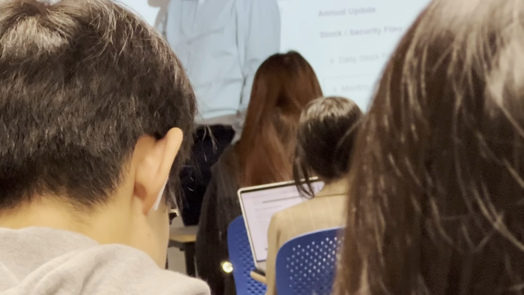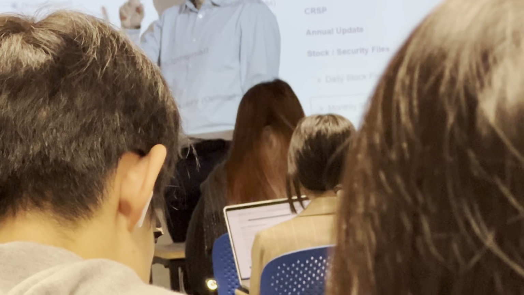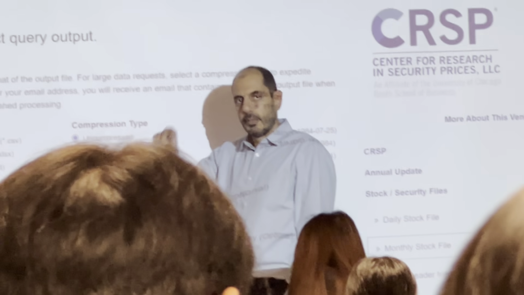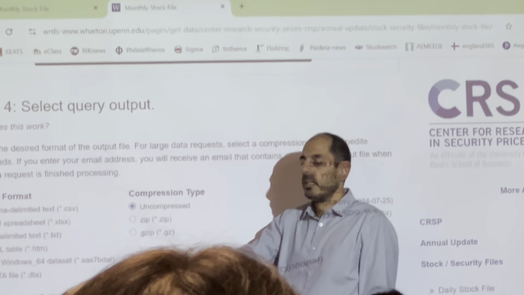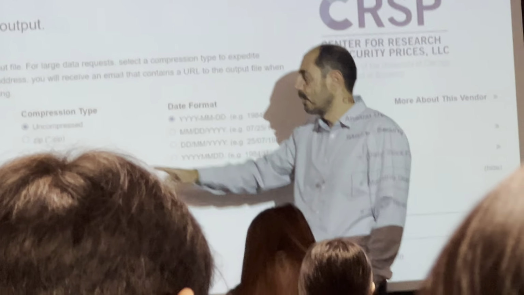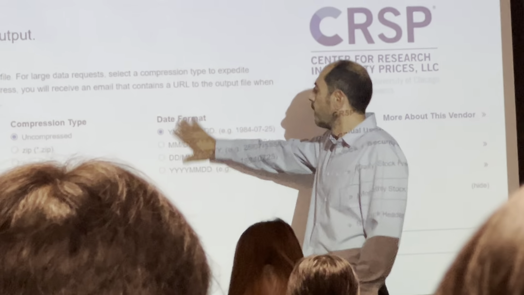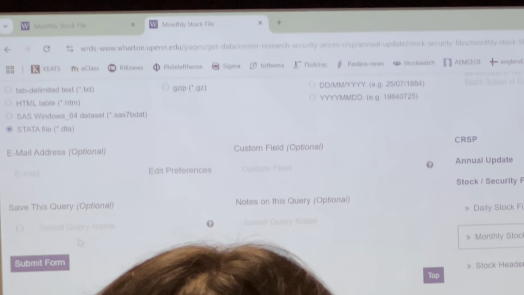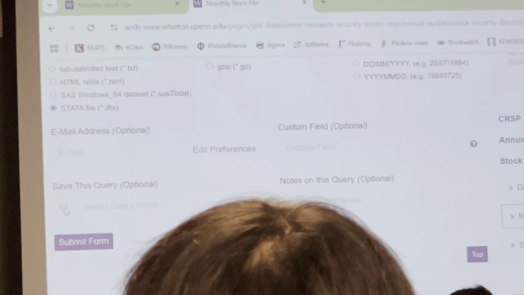So the compression here is not necessary to do now, but for daily data usually we want zip because the files, as I said, are very big. Sometimes we use zip for daily data, not for monthly. So we don't touch the data format. And what I said last week, it's good to save your query in order to find it the next time, and you submit.